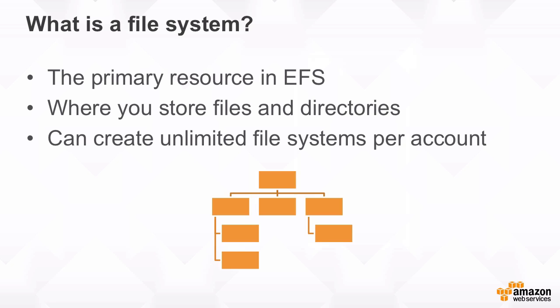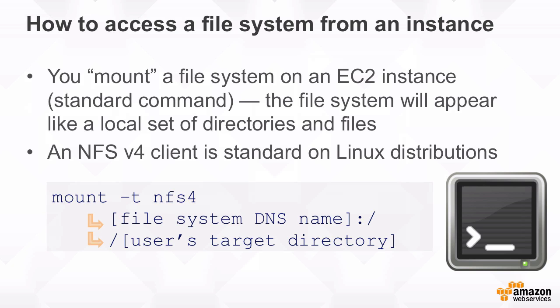So what is a file system for EFS? It's the primary resource, it's where you store files and directories, and you can create an unlimited number of file systems in an AWS account. To access a file system from an instance, you just have to mount the file system.